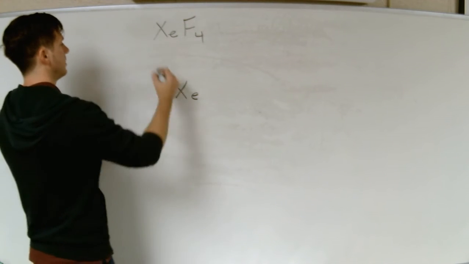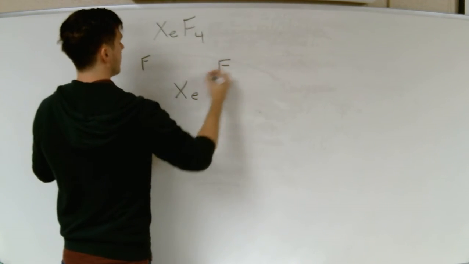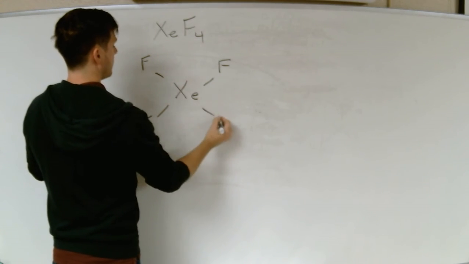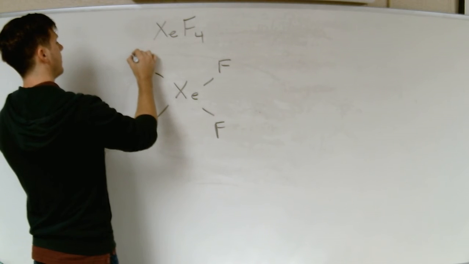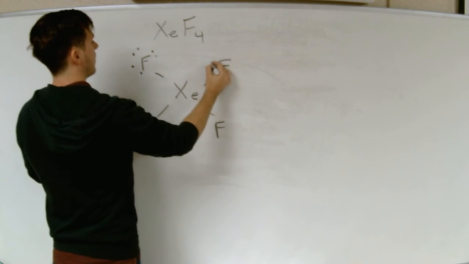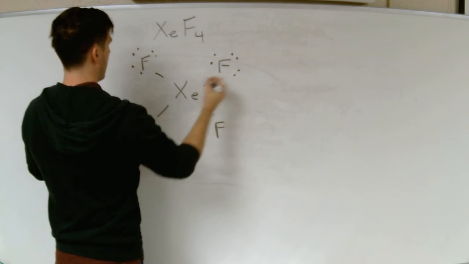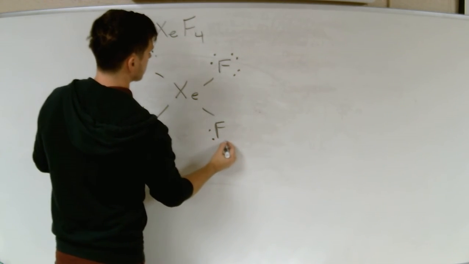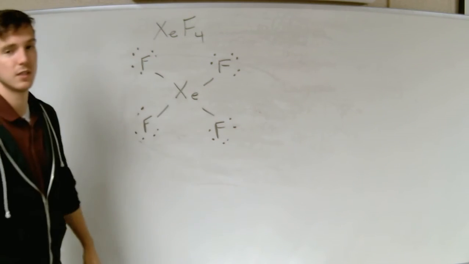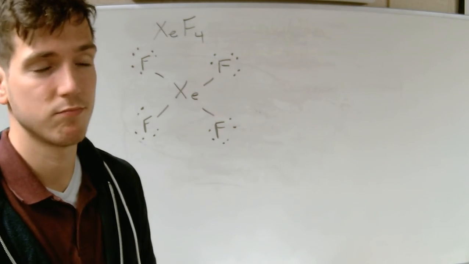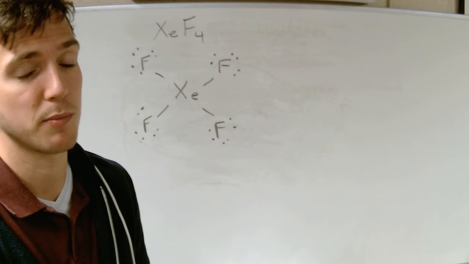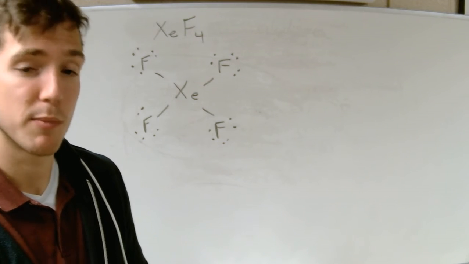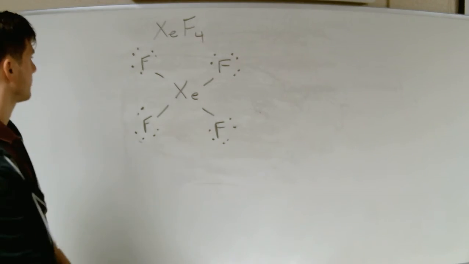Xenon, surrounded by fluorines. Let's put a bond to each one, and let's go ahead and put lone pairs around each fluorine. All I can say is when you get farther down the periodic table like xenon, you most definitely can start putting lone pairs on that central atom. But first, let's just see what our formal charge is.